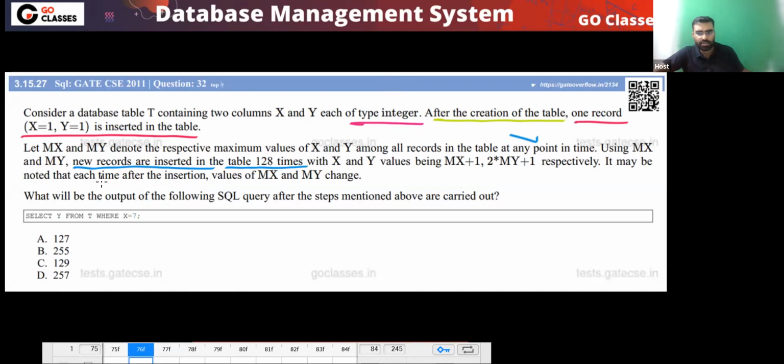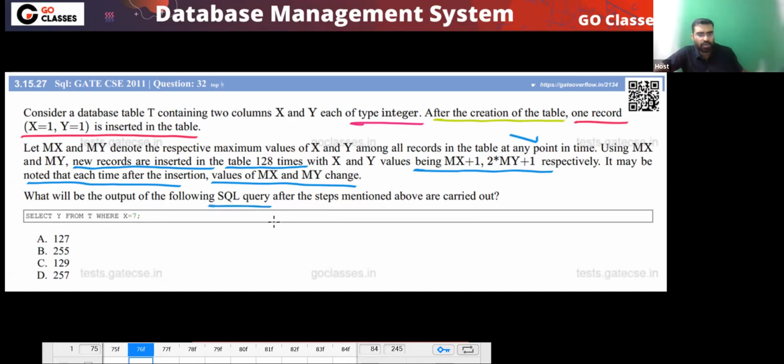Because you are inserting new records with the help of mx, my, 128 times. And the question says the new record has the value mx plus 1, 2my plus 1. It may be noted that after each insertion, these values will change. Of course, the maximum value will change. And then you are putting this query.